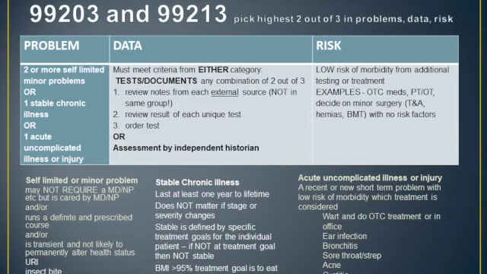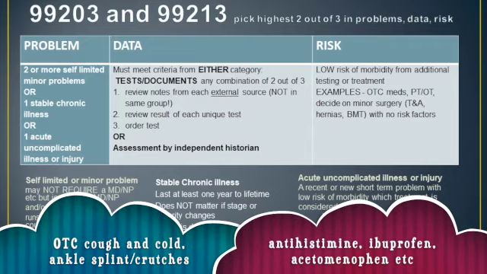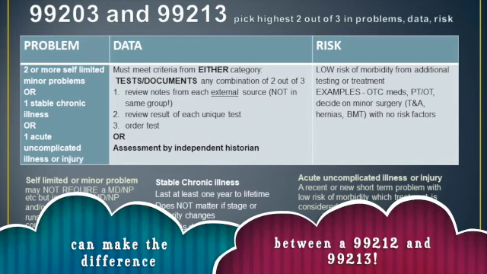So that's important to know that depending on what your intervention is, a problem can fit one criteria or the other criteria. But for definition purposes, according to the AMA, a self-limited minor problem may not require a doctor or a health professional, but it is cared for by us, and it runs a definite and prescribed course, and it's transient, not likely to permanently alter health status. Whereas an acute, uncomplicated illness or injury is a recent or new short problem with a low risk of morbidity in which treatment is considered. So that's the biggest difference. A self-limited minor problem, you pretty much do nothing, whereas an acute, uncomplicated illness or injury, some sort of treatment is prescribed and documented. Really important.